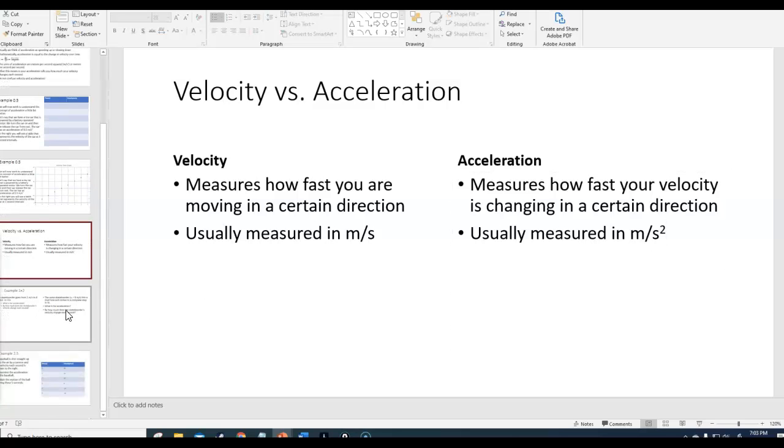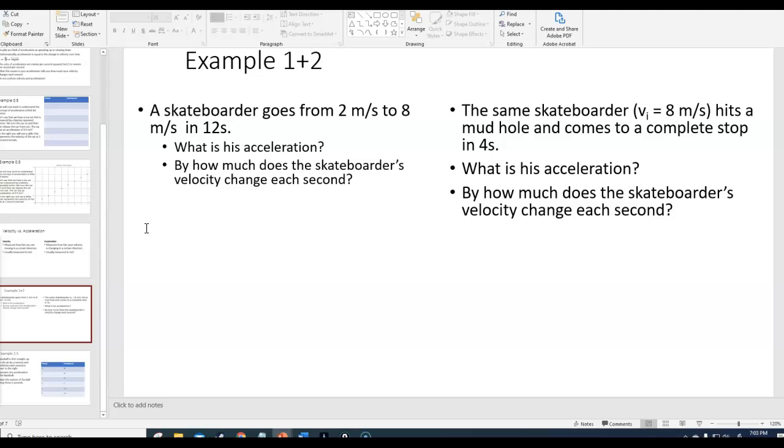So let's just do a few basic calculation examples with acceleration, using the definition of acceleration. Take a look at example 1 here on the left.